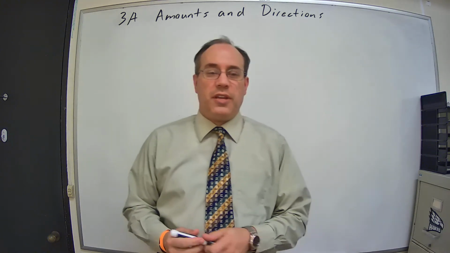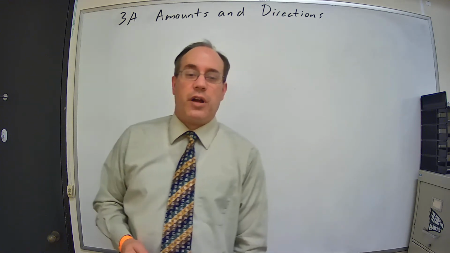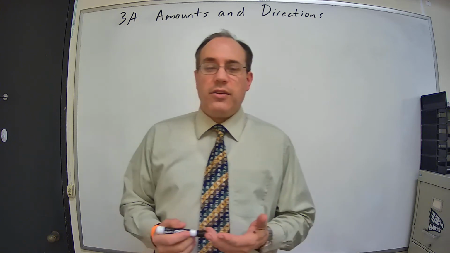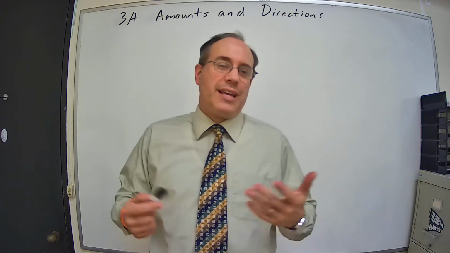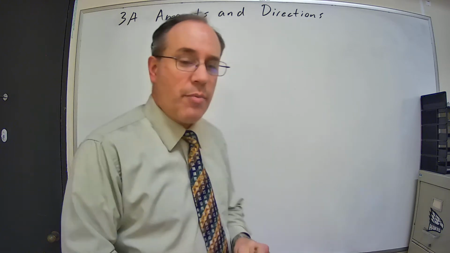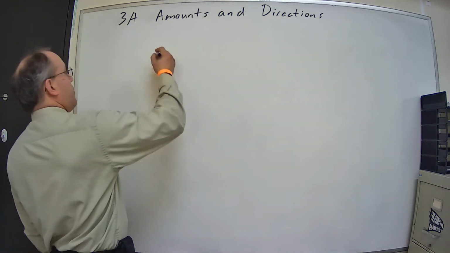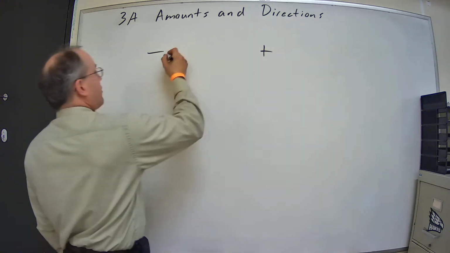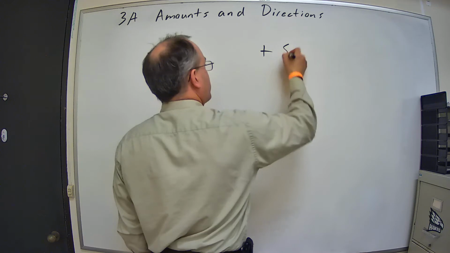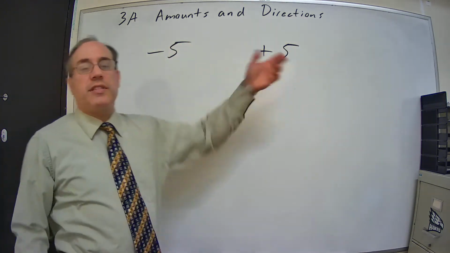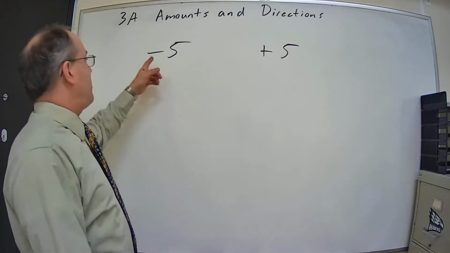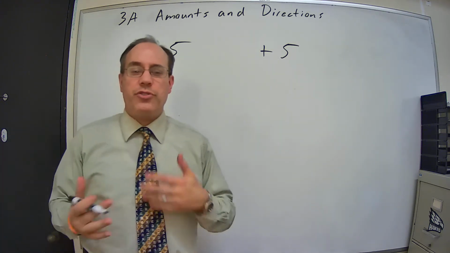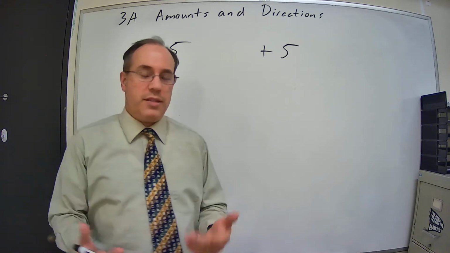3A, amounts and directions. So today we're going to start talking about signed numbers. Signed numbers have an amount and a direction. Basically, when we're talking about signed numbers, you're talking about negative versus positive, such as -5 and +5. So 5 is the amount, and this negative or positive is the sign, and we say that tells the direction of what's happening.